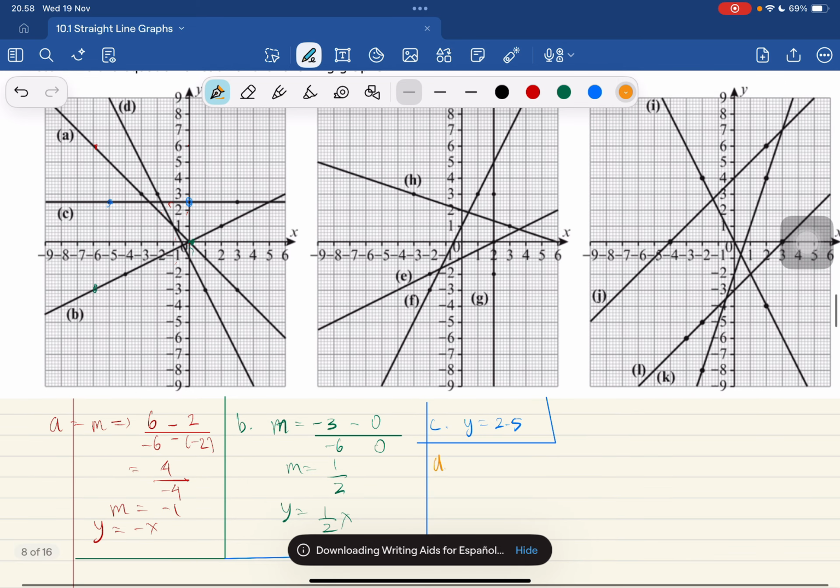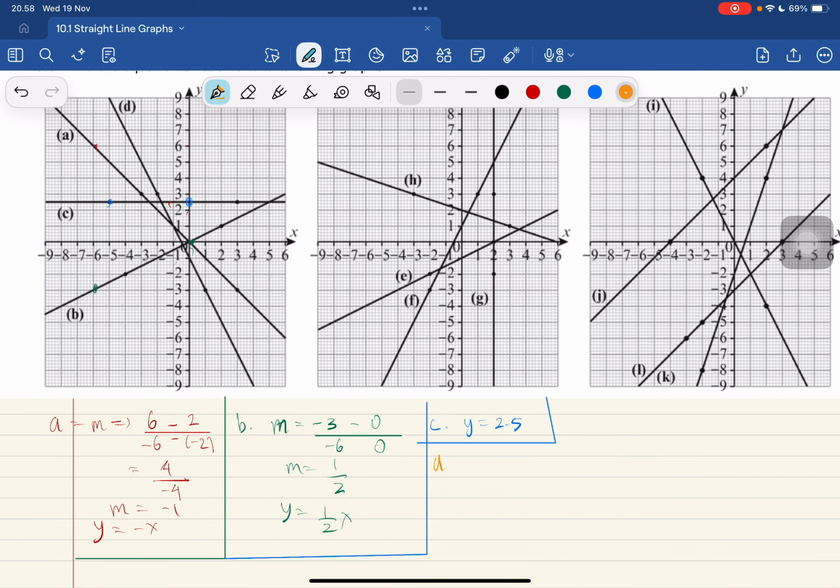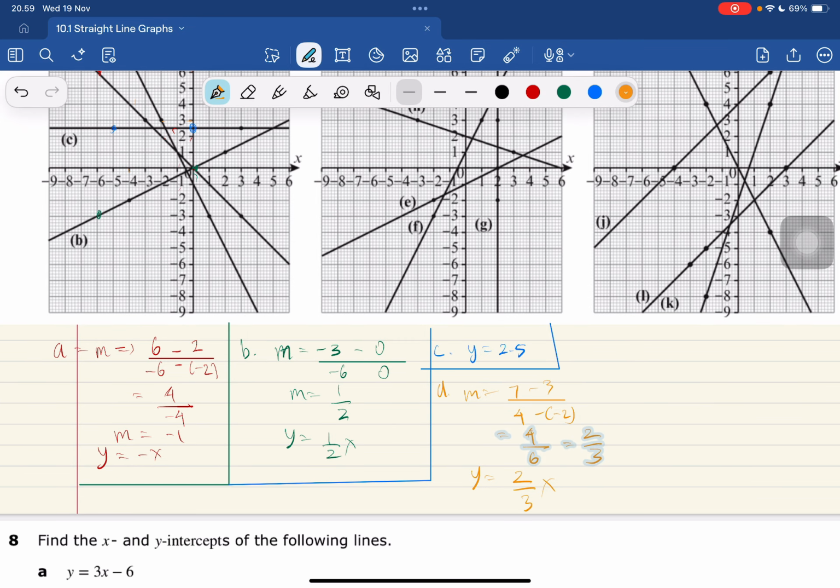Where is D? There we go. Let's pick here 7 and 4. Then another point, let us use here 3 and minus 2. Minus 3 and minus minus 2, so it's going to be 4 and 6. So the gradient is 2 over 3, so y equals 2 over 3 x.